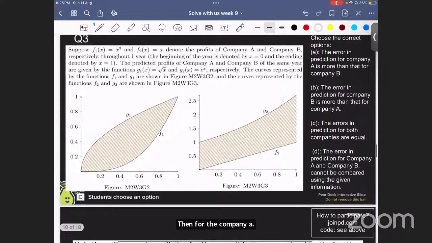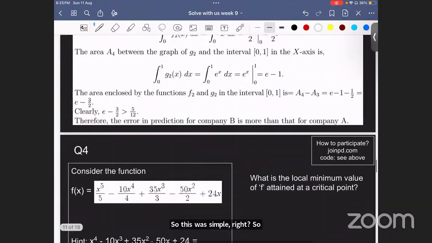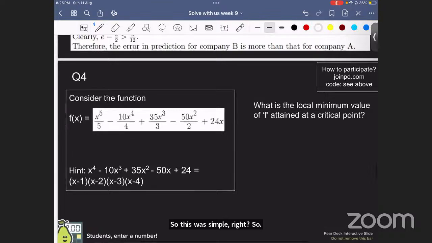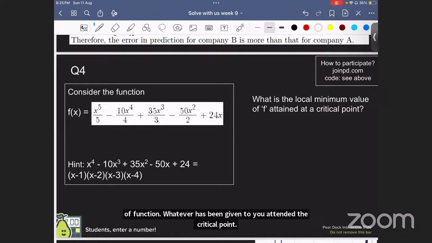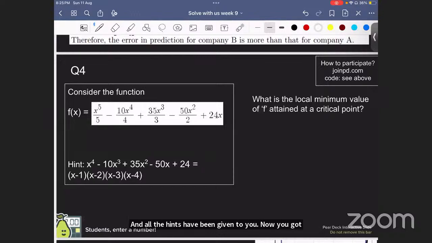So this was simple, right? Next, all the solution has been given here. Now for the next question, you'll have to calculate the local minimum value of the function, whatever has been given to you, attained at the critical point. This is also very simple. Take your time, try to solve it, and all the hints have been given to you. After integrating, you don't have to even factorize that. This is a simple differentiation you have to do.